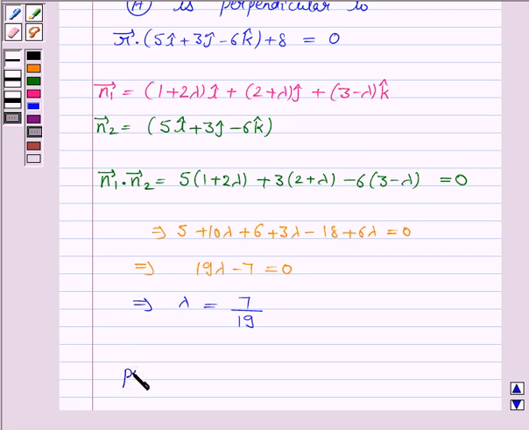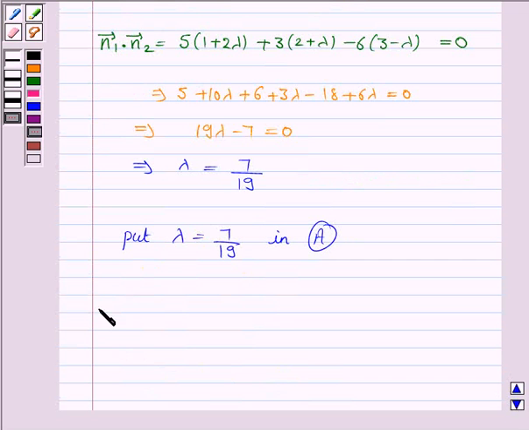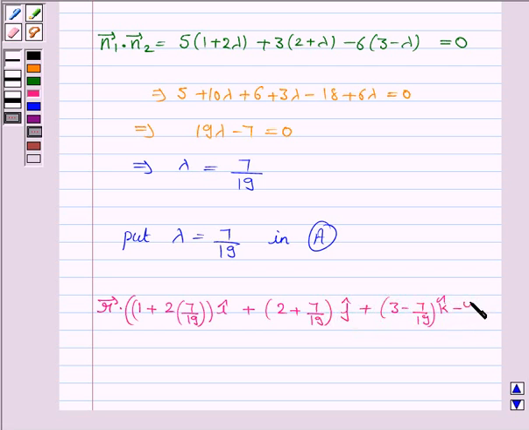Now put lambda is equal to 7 upon 19 in A. Now A is vector r dot ((1 plus 2 lambda), lambda is 7 upon 19, i cap plus (2 plus lambda) j cap plus (3 minus lambda) k cap) minus 4 plus 5 lambda is equal to 0.